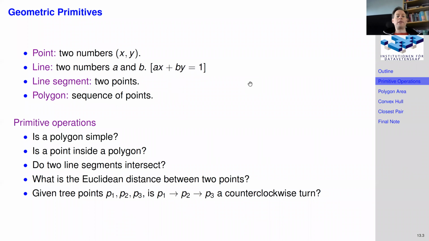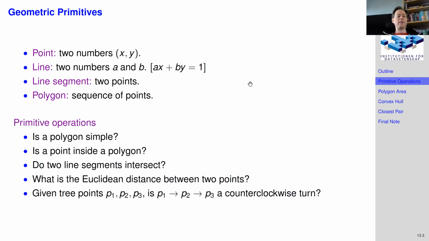So if we start with the primitives, as you're all well aware of, there are things like points, which you can represent in a Cartesian coordinate system with an x and y. We have lines, which you can define by a linear equation, for example, and you have a line segment, which is then a segment between 2 points, so you can represent it by 2 points. A polygon can then be represented by a sequence of points.